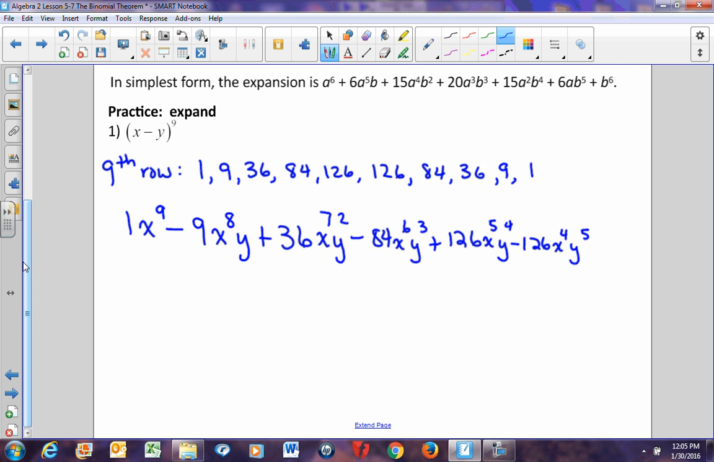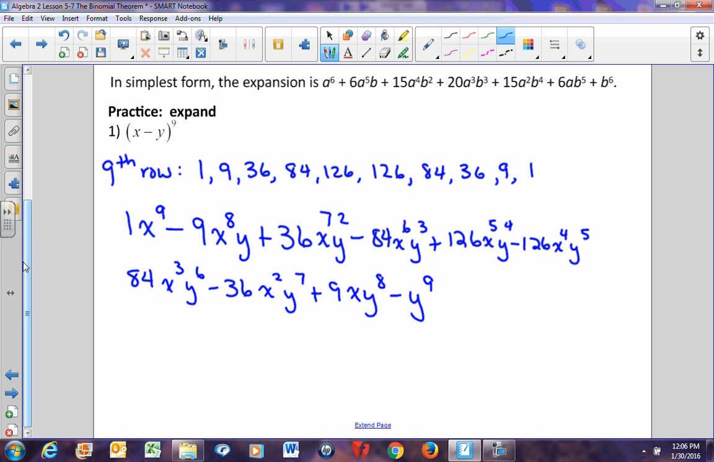Then we're going to have 84 again: 84, X to the 3rd, Y to the 6th. And then negative 36, X to the 2nd, Y to the 7th. And then 9, X to the 1st, Y to the 8th. And last but not least, negative Y to the 9th. So that's the big, long, expanded formula.